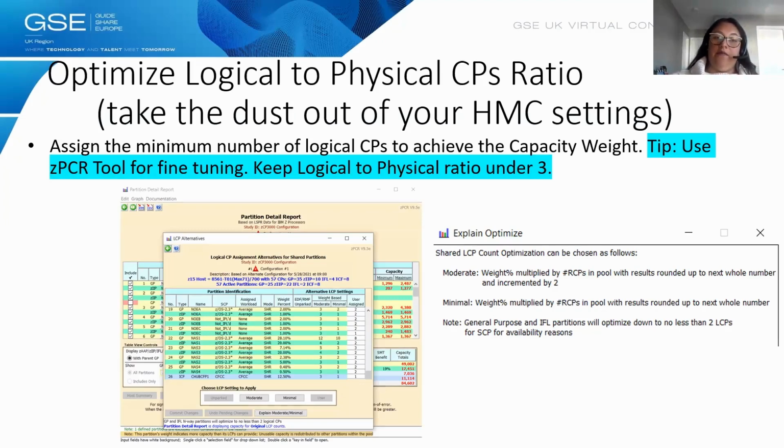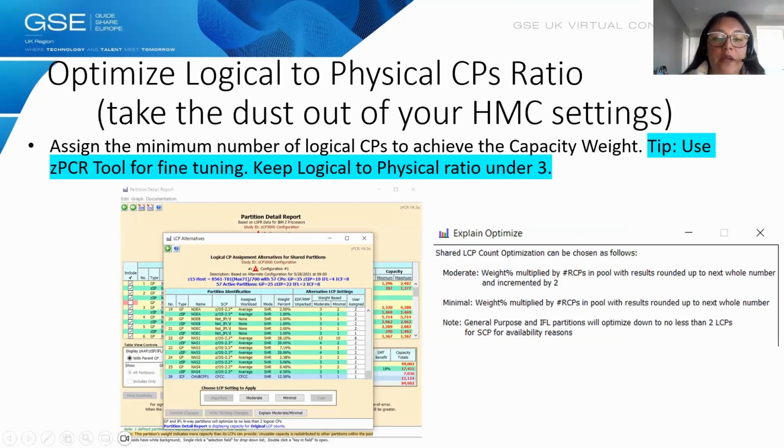Like I was mentioning before, whenever you're going to do an upgrade change, take into consideration the processor speed. If you have larger and fewer CPs and your logical to physical ratio will get terrible, or above 3, don't do it. It's best for you to, for example, consider the 600 models or the 500 models, right? It's very important. Oh, another tip here: use the zPCR tool to help you calculate all that.